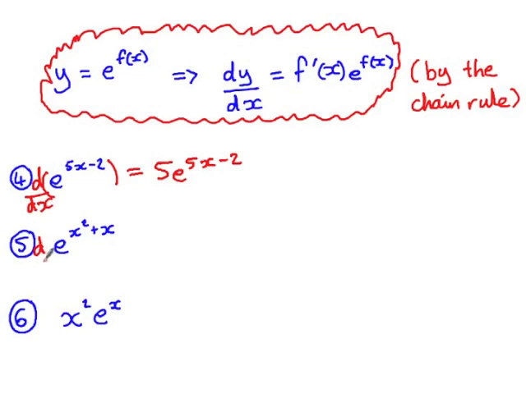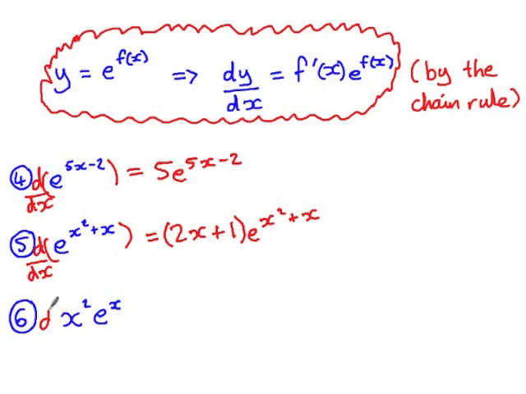In number 5, when we differentiate with respect to x, this time our f of x is x squared plus x, so f dash of x is 2x plus 1, and our original function is e to the power of x squared plus x. Remember, in this case we do need brackets. It's the derivative of f of x, the whole thing, multiplied by e to the original f of x.